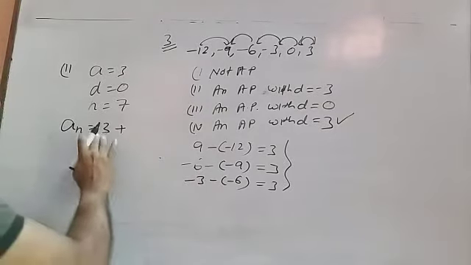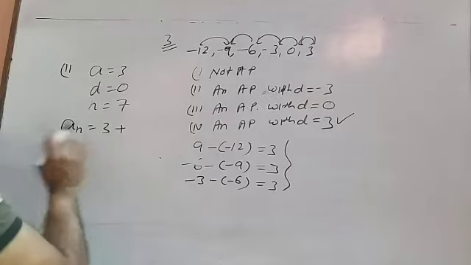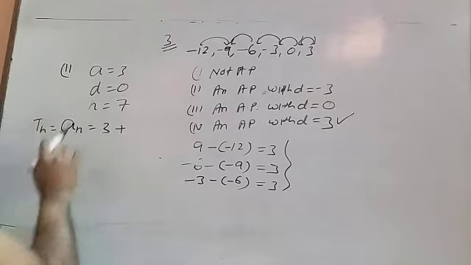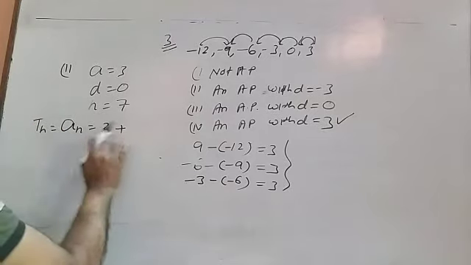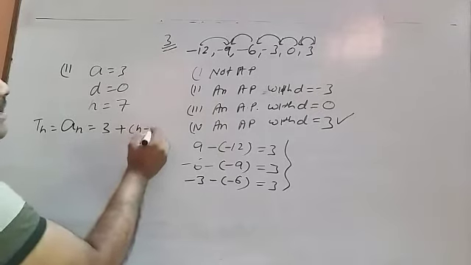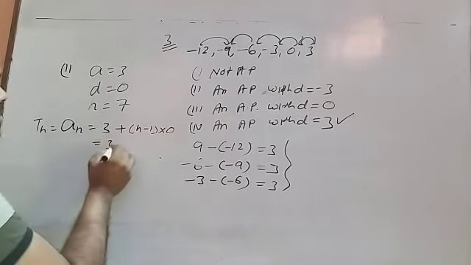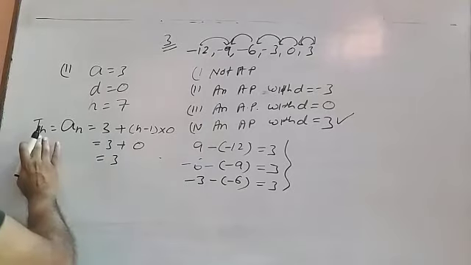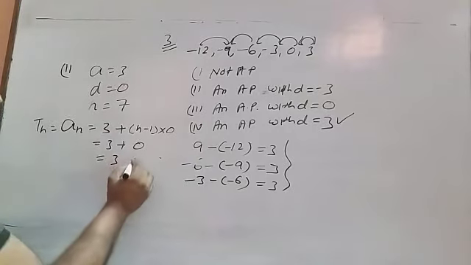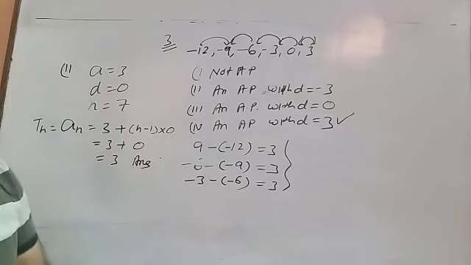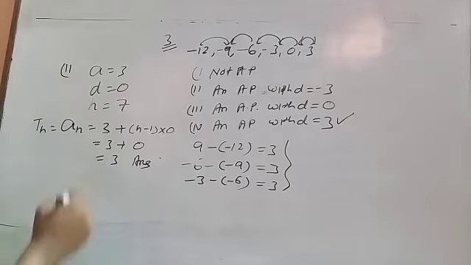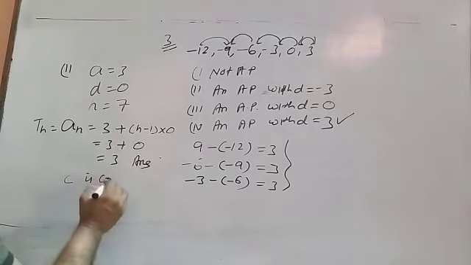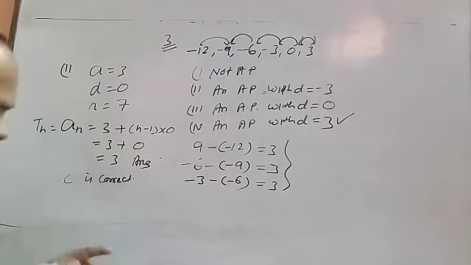Use the formula, AN means TN, my dear students. AN means TN. A plus N minus 1 into 0, 3 plus 0, 3. So Tn or An will be 3. So which part is correct? C part is correct. So for the second one, C is correct. Next question.